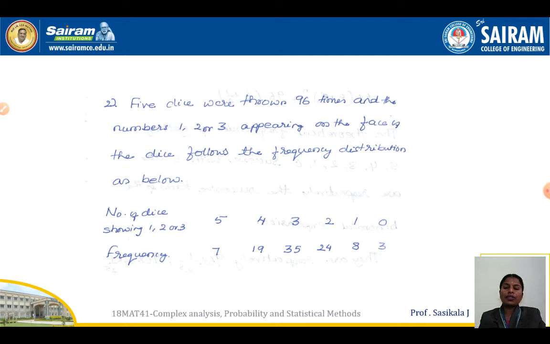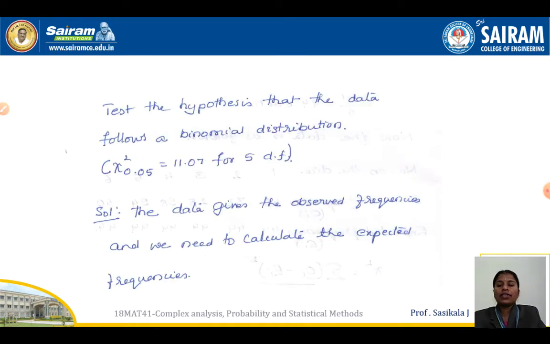Now, the frequencies are 7, 19, 35, 24, 8 and 3. The question asks us to test the hypothesis that the data follows a binomial distribution. So the question directly tells us to use the binomial distribution, and the chi-squared value at 0.05 is 11.07 for 5 degrees of freedom. Now let's go with the solution.